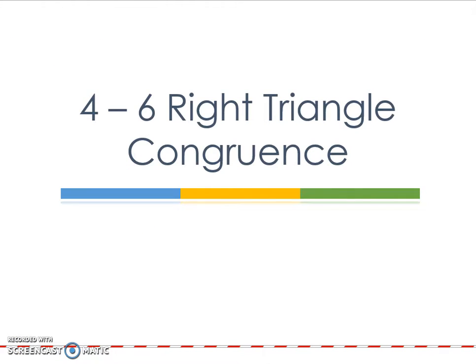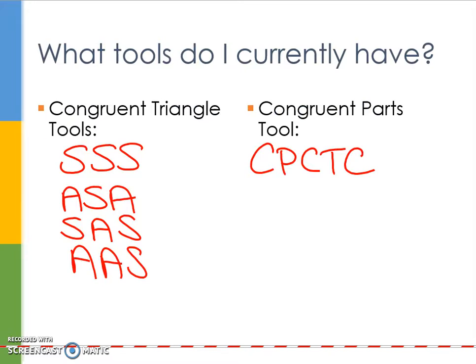So we're going to look at the next thing. It says right triangle congruence. What tools do I currently have? Congruent triangle tools are side, side, side, angle, side, angle, side, angle, side, angle, angle, side. Also congruent parts. After you prove, the remaining parts corresponding, that's CPCTC.